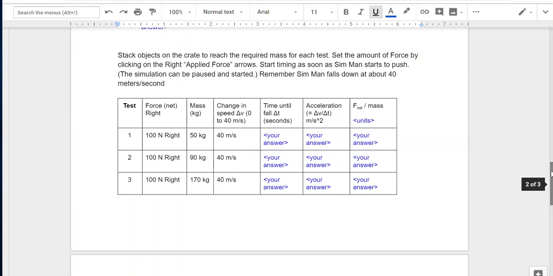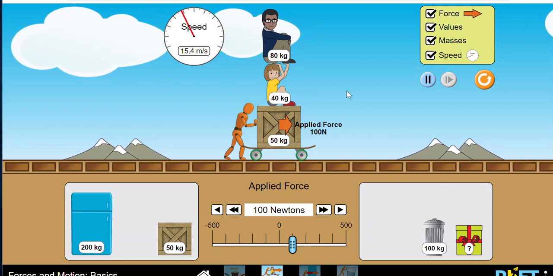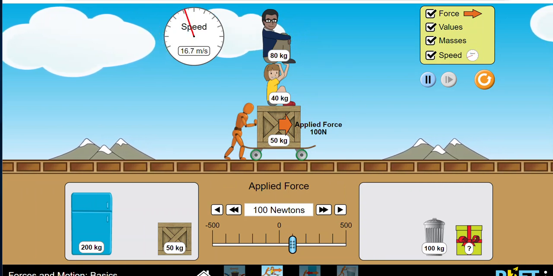We have a couple more questions you'll need to fill out. One, is there a relationship between the magnitude of the acceleration and the mass? Hopefully you'll notice what's happening there. Compare the value for the acceleration from delta V over delta T and for that F net over mass. Notice what happens there. Make an interaction diagram and quantitative force diagram for any of the situations you were just looking at. It could be this one here if you'd like to.